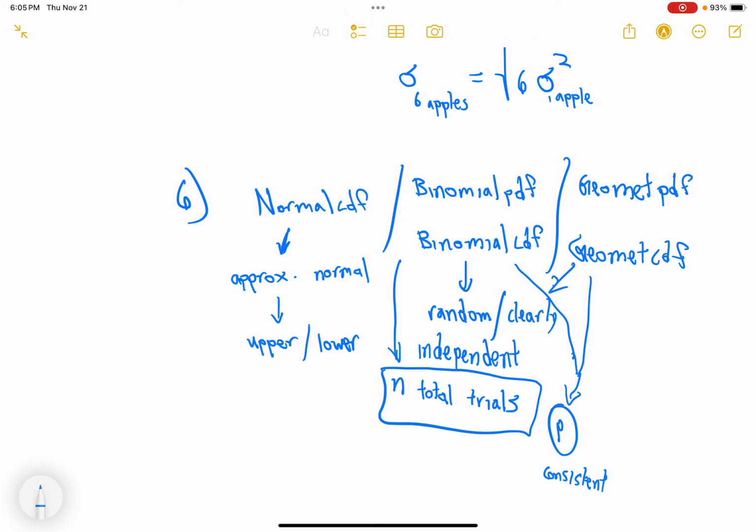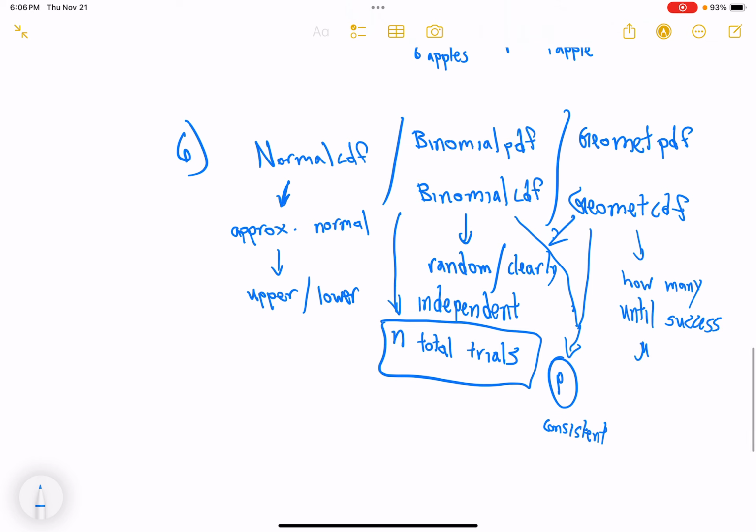Okay, and then the little add-in for geometric, of course, is that we normally get questions for geometric that are like, how many until success, which is normally where I'm looking for a mean, right? Or we say, what are the odds that you get successful for the first time on the 5th try? These are the kinds of phrasing we should expect from geometric.